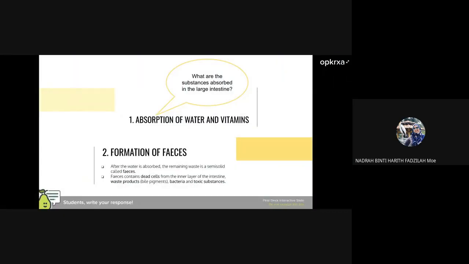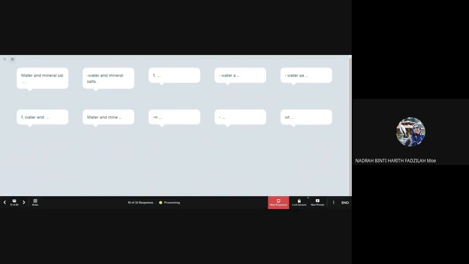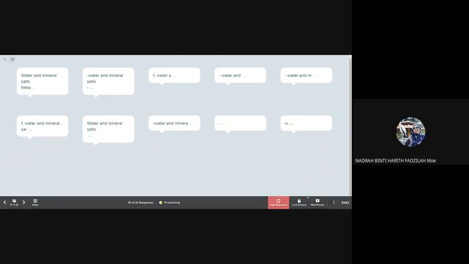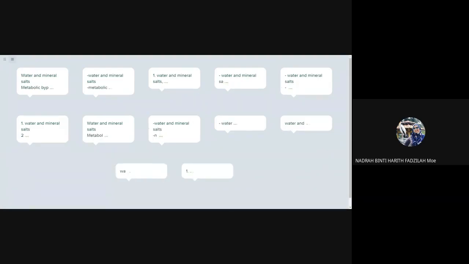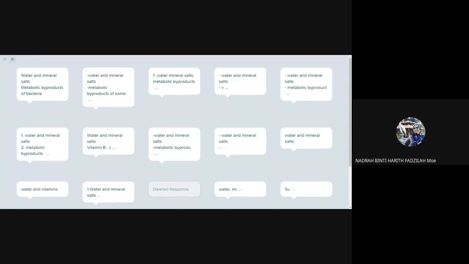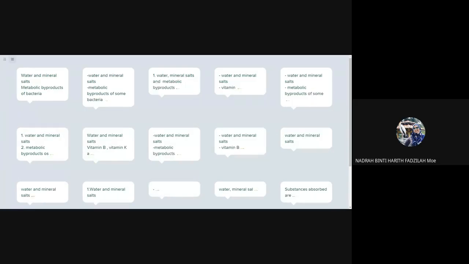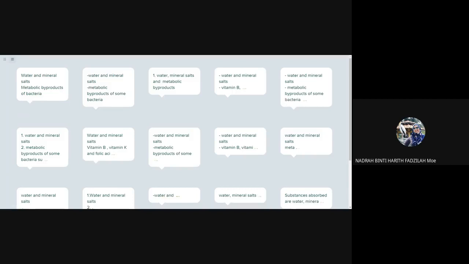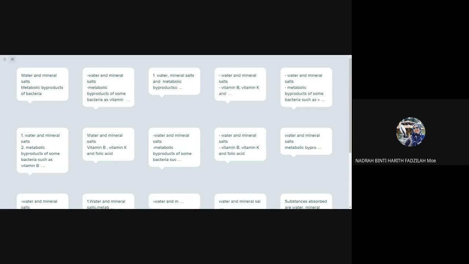Okay, so for absorption of water and vitamins, what are the substances absorbed in the large intestine? Bolehkah kamu senaraikan balik? What are the substances absorbed by the large intestine? Apakah namanya? Okay, number one, water and mineral salts. Good. Metabolic byproducts of some bacteria. Yes. For example, macam yang ditulis dekat sini.